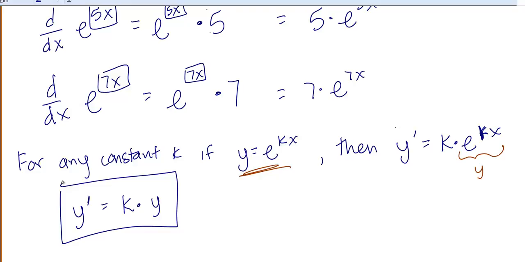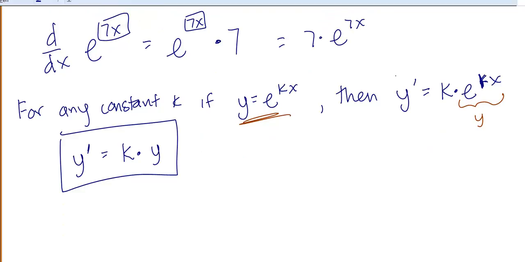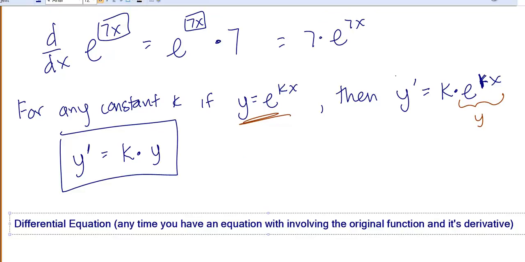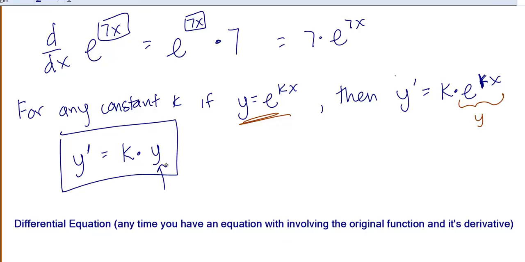If we're dealing with exponentials, this is a very special case. Okay. So we came up with this formula, and we thought that's a pretty cool formula. And this is actually what we call a differential equation. We have an entire branch of mathematics devoted to differential equations. But the simple definition is anytime we have an equation that involves our original function and its derivative. So again, this is our original function y. This is the derivative, y prime. We have an equation that actually relates them.